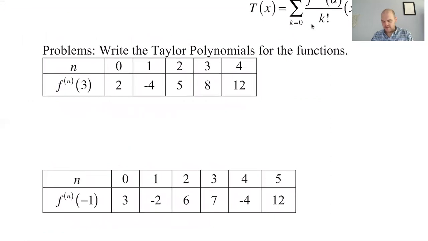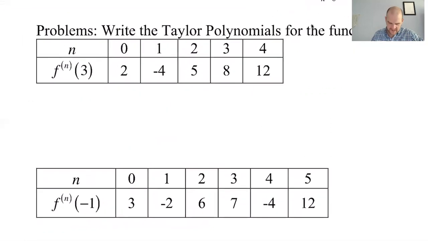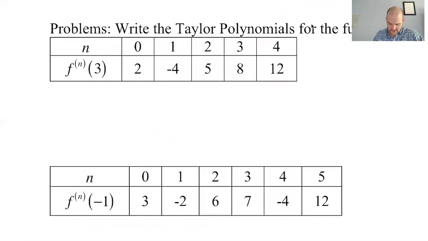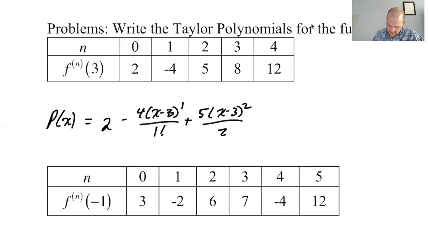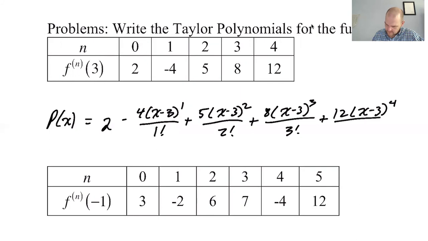So we're going to write the Taylor polynomials for these functions. So let's see if we can do it at any sort of speed. So should I name it? I'm going to name it p of x, I guess. P of x. So we already have everything that we need. So it's going to be 2 minus 4 x minus 3 to the first over 1 factorial plus 5 x minus 3 squared over 2 factorial plus 8 x minus 3 to the third over 3 factorial, and then plus 12 x minus 3 to the fourth over 4 factorial.